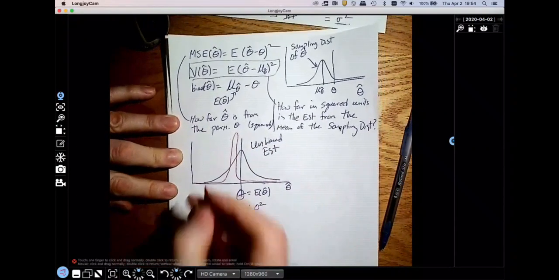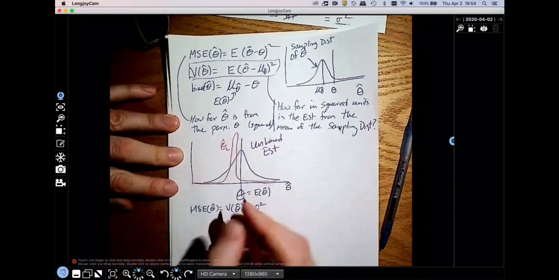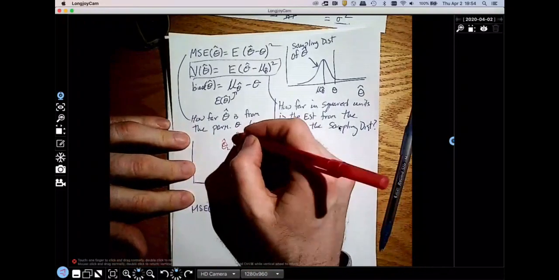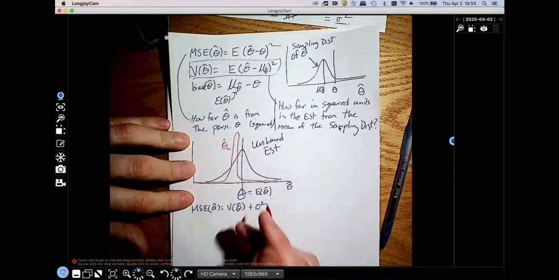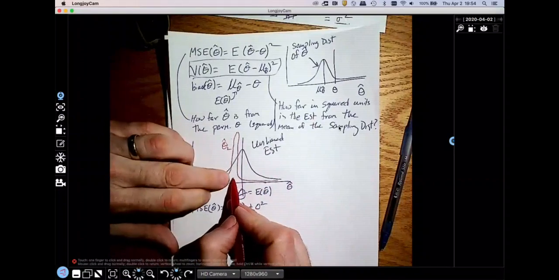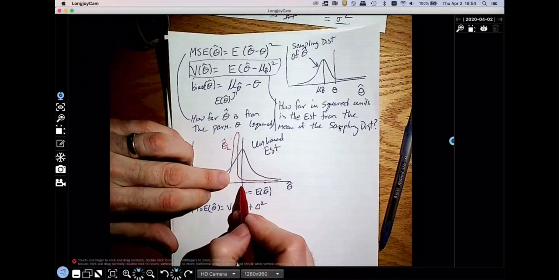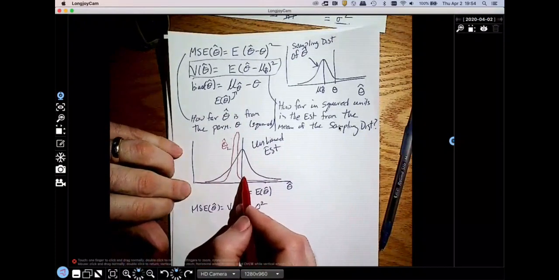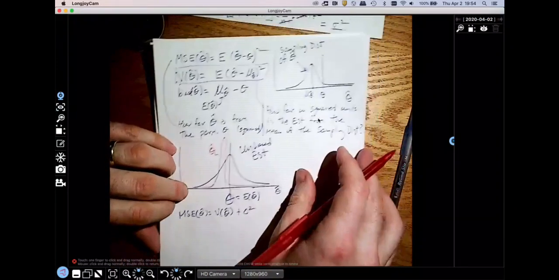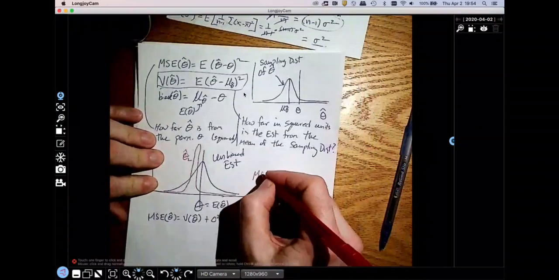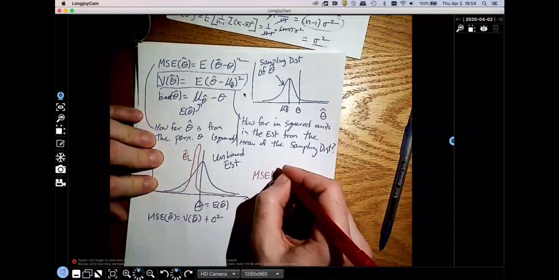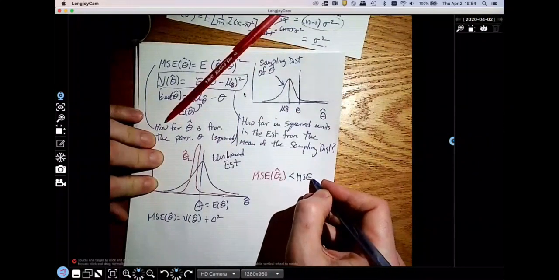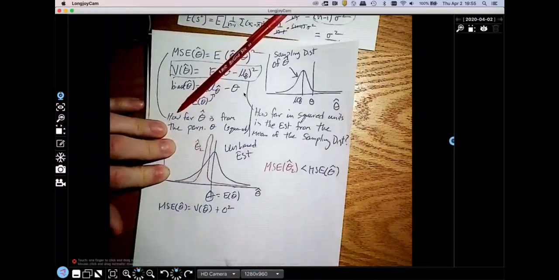All right, so let's just call this theta hat 2. This is the distribution of theta hat 2. And the way I've tried to draw this is that I have very small variance, and so I expect to be closer to the parameter with this red distribution than I do with the unbiased blue estimator. So I've tried to draw this where the mean squared error of theta hat 2 is less than the mean squared error of my original theta hat.